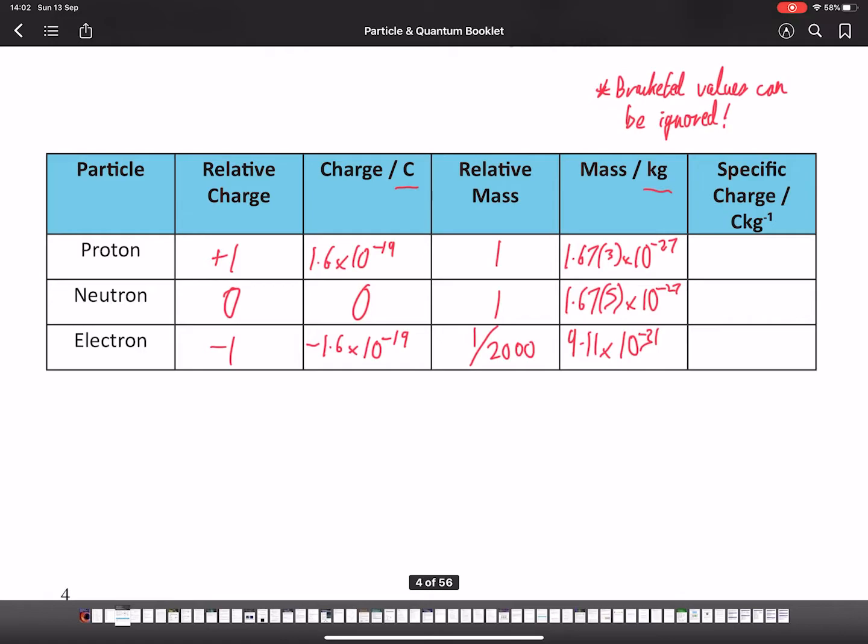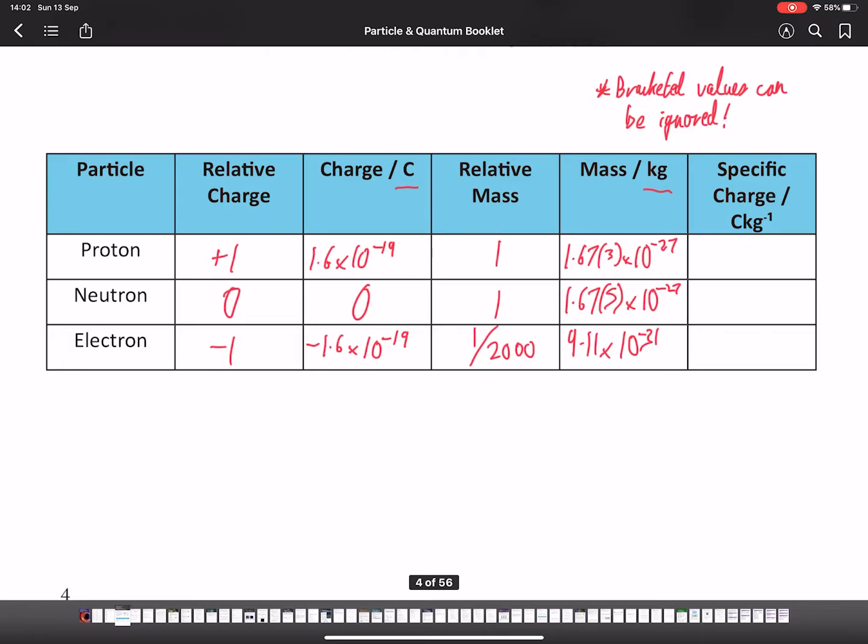Now specific charge is a new quantity, and as we can see, it is measured in coulombs per kilogram. So that tells us we're going to take a charge value and divide it by the mass value. Now for these three parts of the atom, the basic quantities you need to know, you are given the specific charge for each of these on your datasheet, and it is listed as charge/mass ratio.